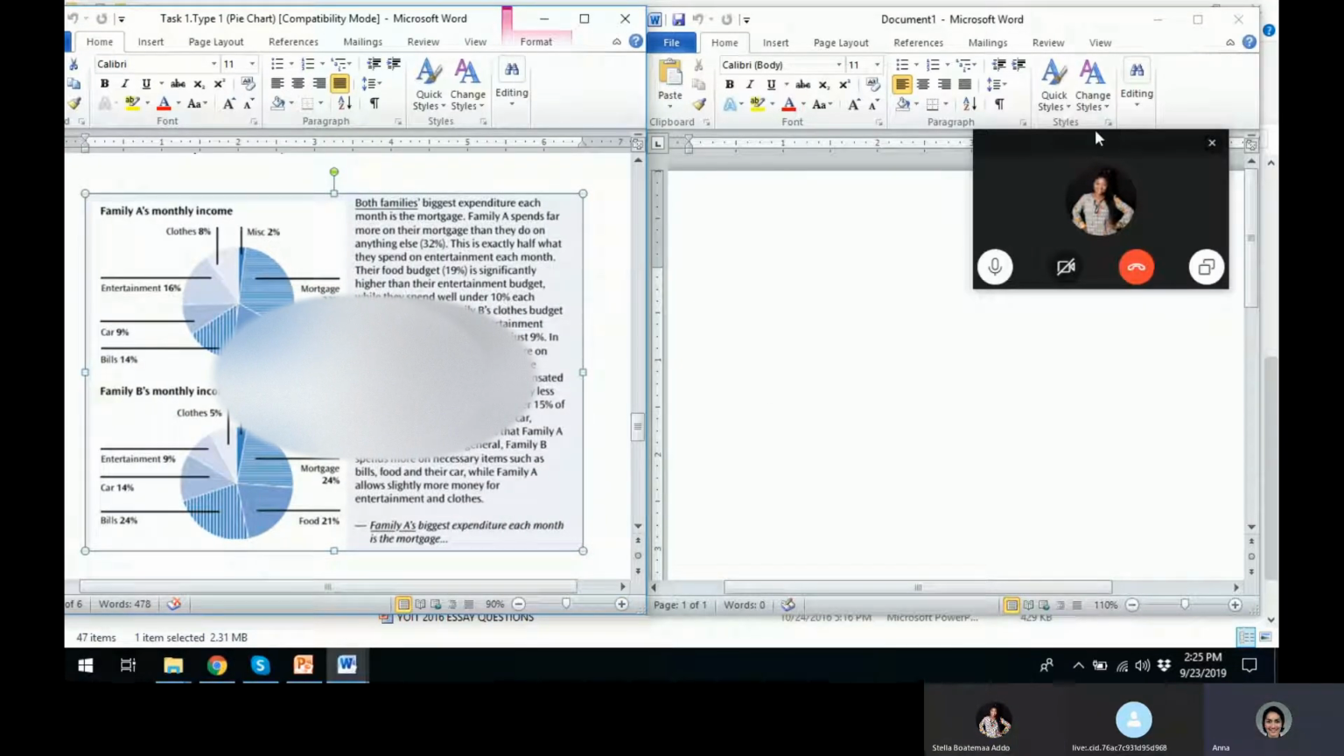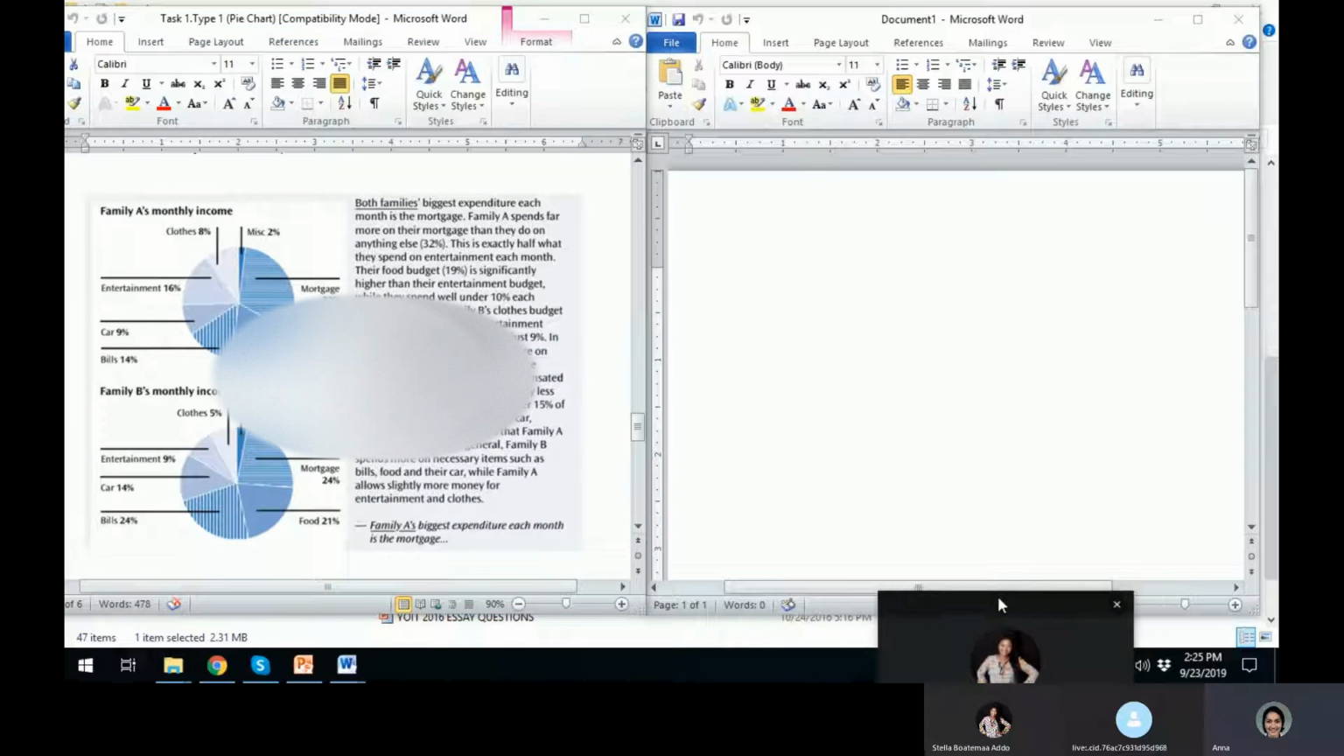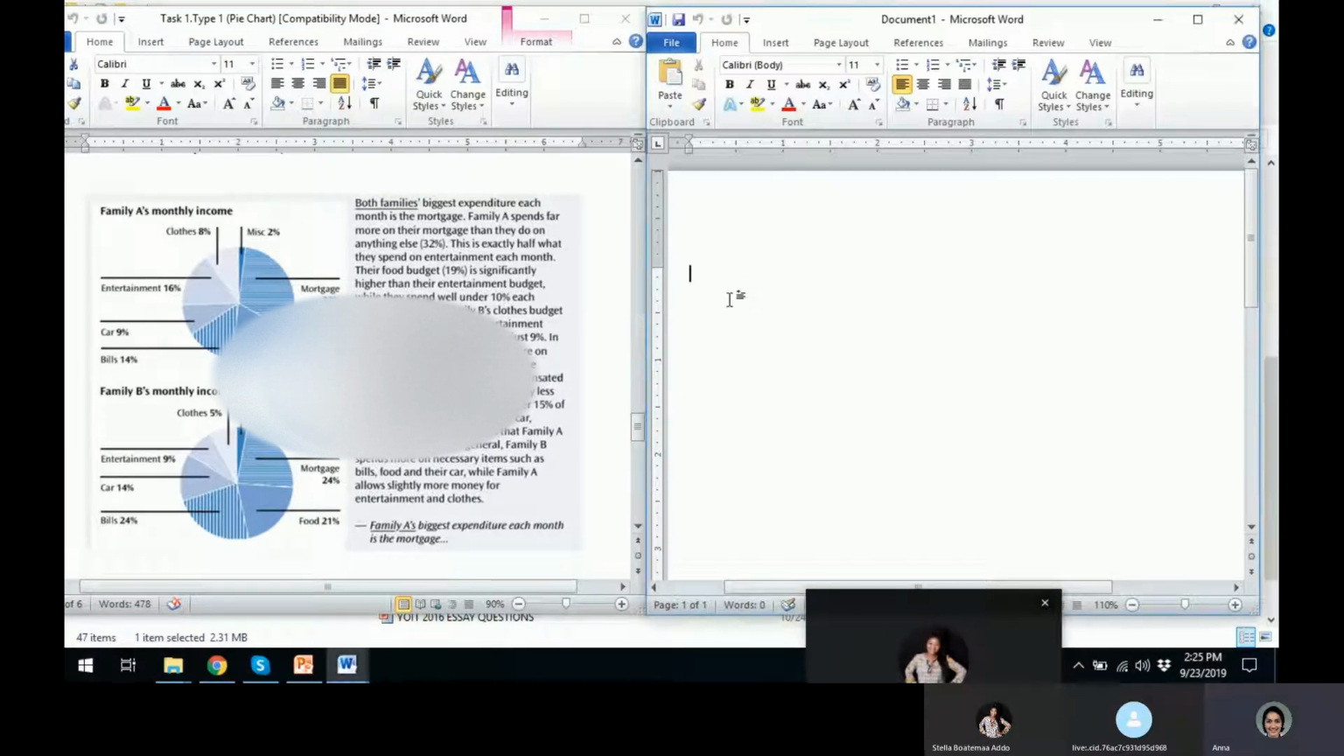Okay, it might be difficult for you to read, but try to cope, all right? Okay, so this is family A, and what I will do is to arrange them in order.